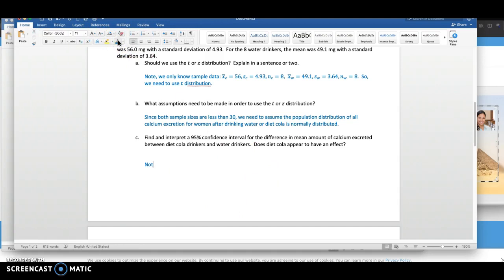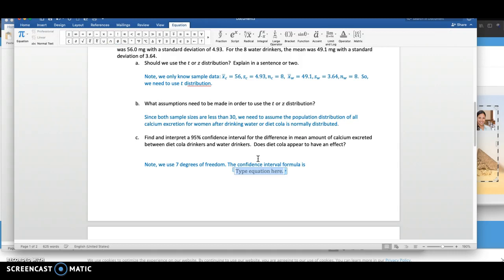It's right here. Note we use 7 degrees of freedom in this case, because both sample sizes are 8, degrees of freedom is n minus 1. And the confidence interval formula right here, I'm going to take the statistic plus or minus t star times the standard error.